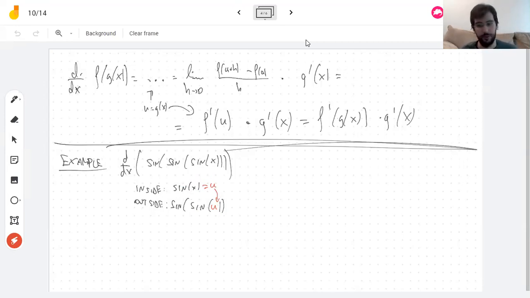Now the thing is, I don't know the derivative of the outside function, sine of sine. But I could find the derivative of sine of sine by using the chain rule, because sine of sine is itself a composition of sine and sine. So the takeaway is that if you have three functions, what you gotta do is do the chain rule once.